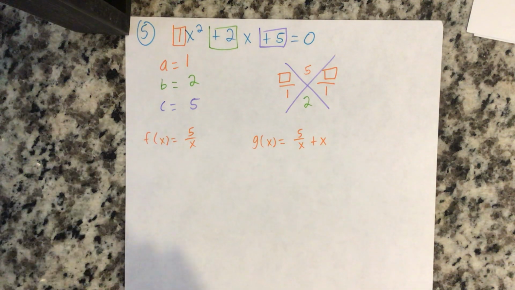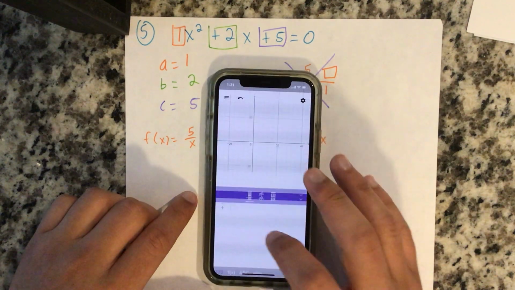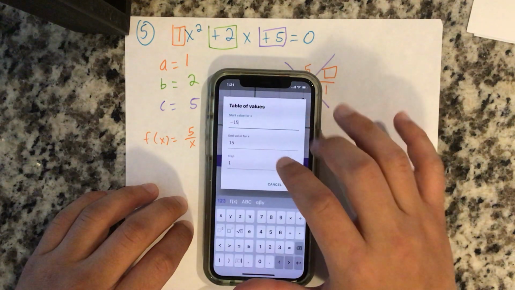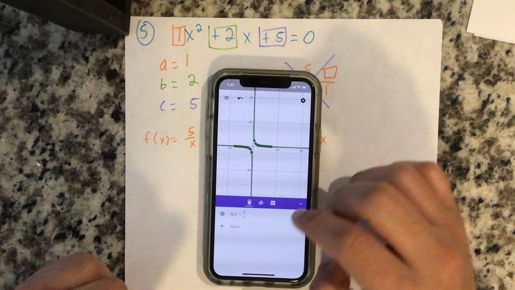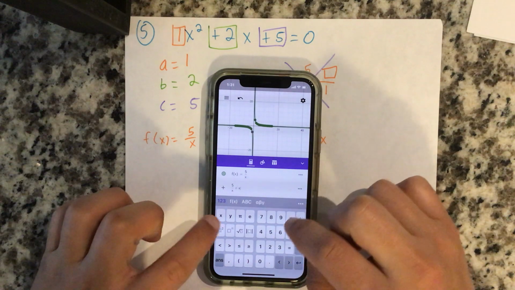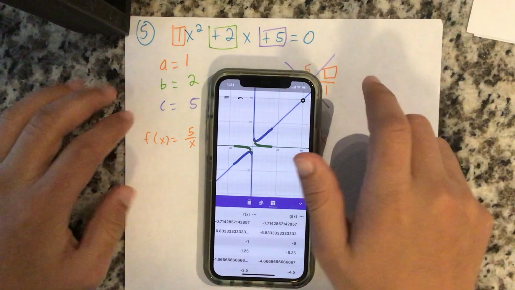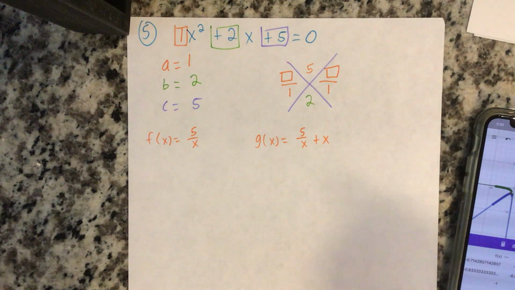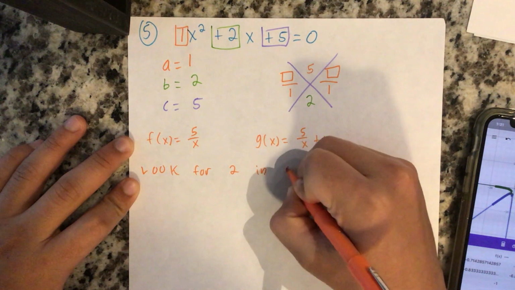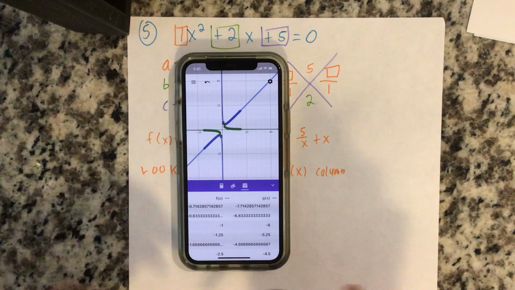Okay? So now, let's graph them like we normally would. Let's delete that, and let's start with 5 over x. Table of values, negative 15, 15, sure. Back here again, 5 over x plus x, table of values, boom. Now, in the g of x column, I'm looking for 2. So let's do that.